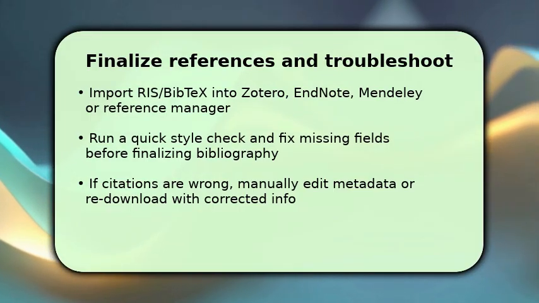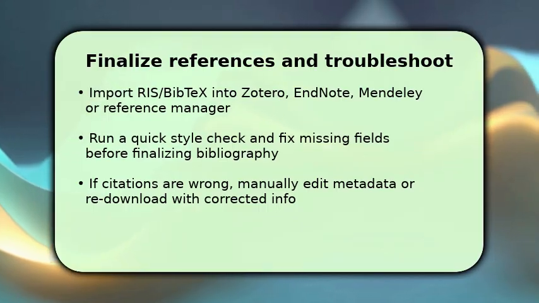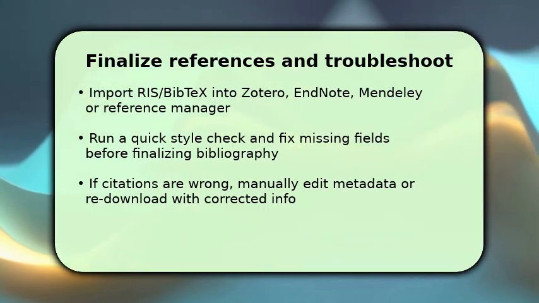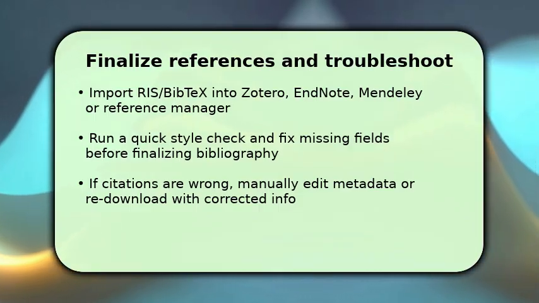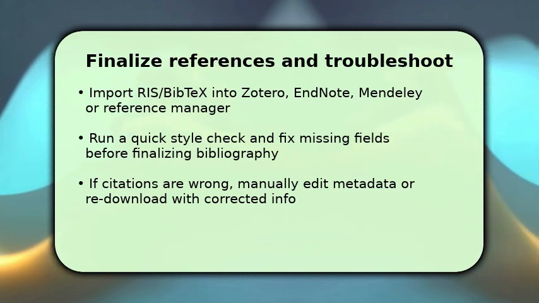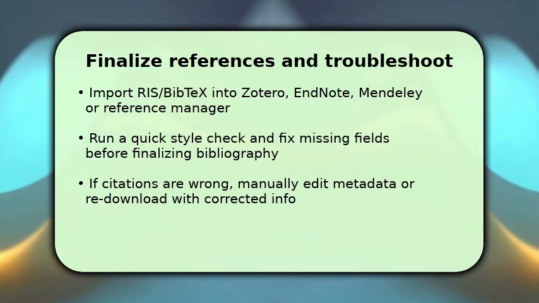If entries are incorrect, reopen the Scholar record, confirm the original PDF or publisher metadata, then manually edit the entry or re-download corrected citation data to resolve discrepancies.